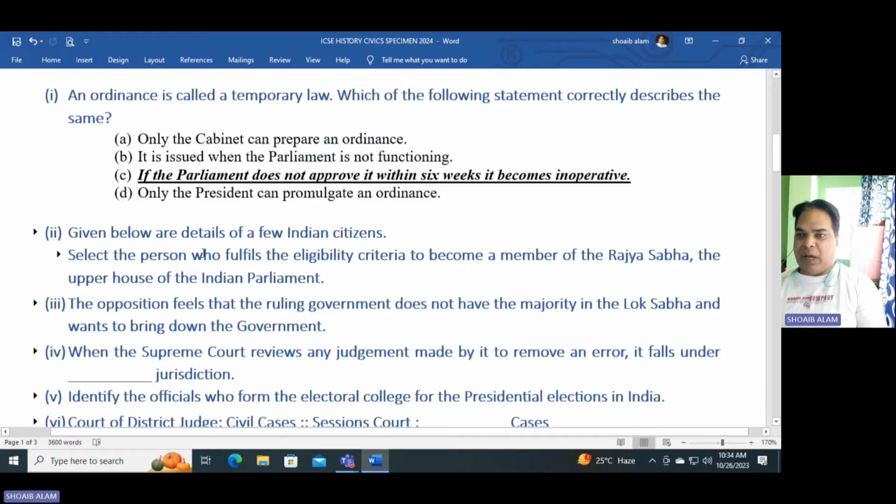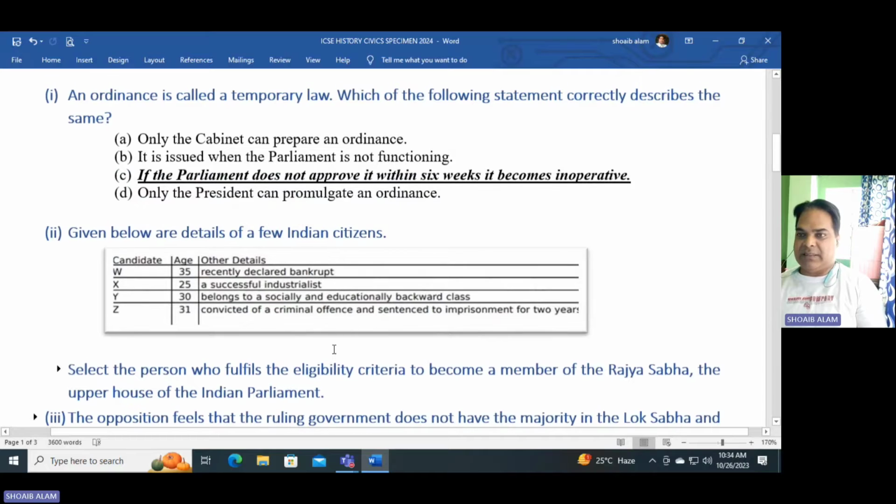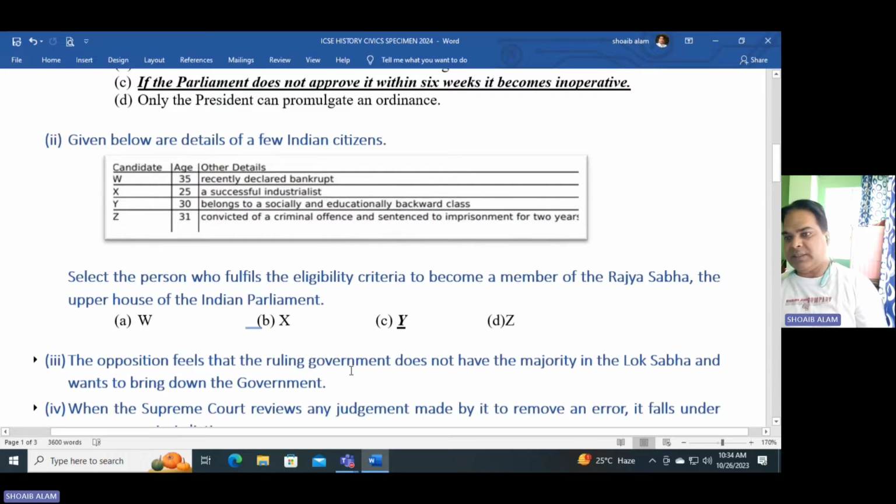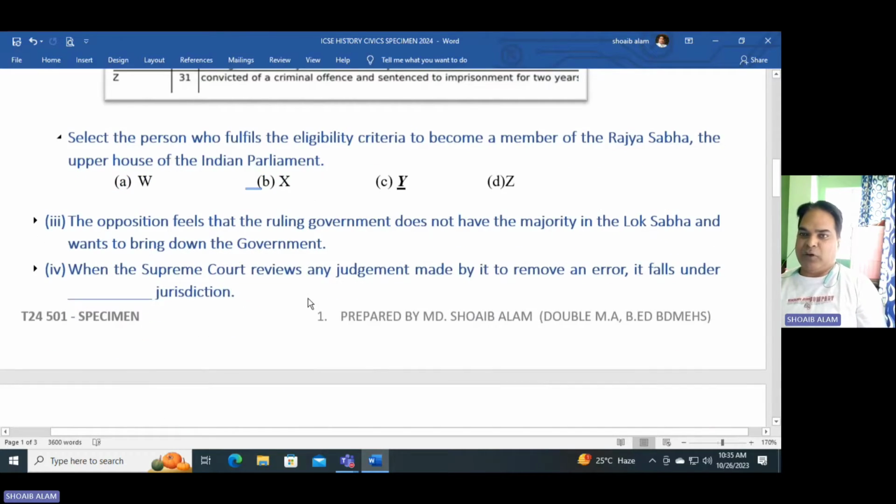Now, given below are the details of a few Indian citizens. Select the person who fulfills the eligibility criteria to become a member of Rajya Sabha, the upper house of the parliament. The answer is option Y. Age should be 30, belonging to a socially and educationally backward class. So 25 is not possible. 35, recently declared bankrupt, is also not the qualification, and 31 is also not the qualification. So Y.